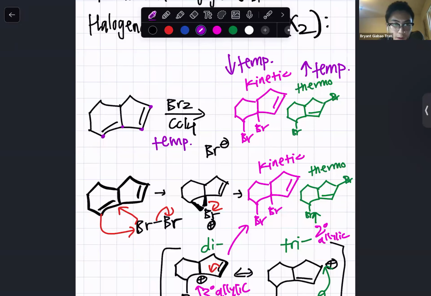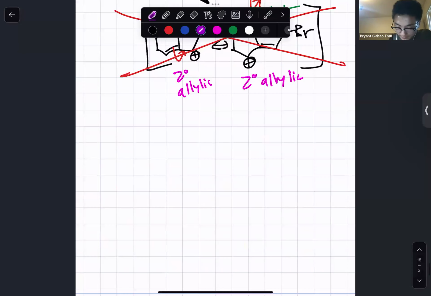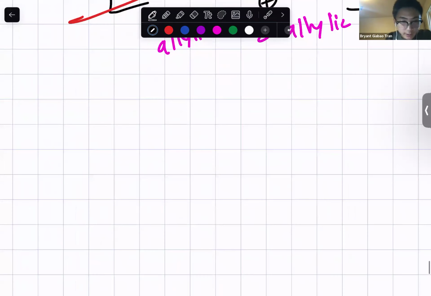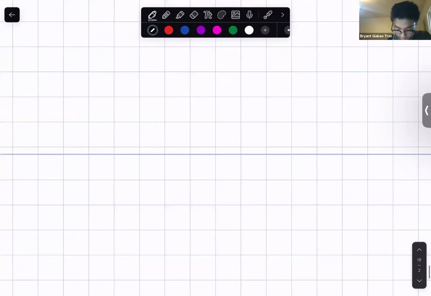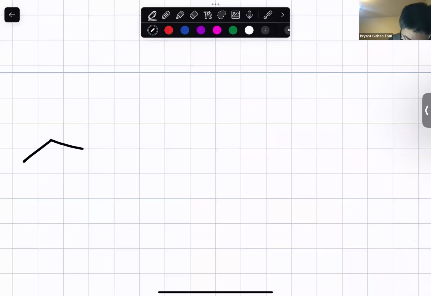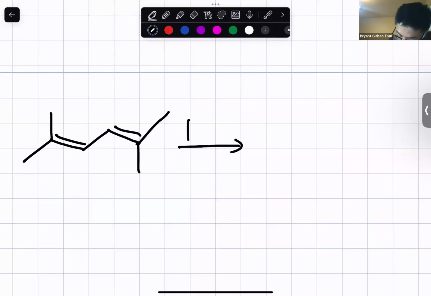Okay, let's do two more reactions of this, and then move on to Diels-Alder reaction. Right. So let's say we have, questions? No questions. Okay. This conjugated diene right here, and we react that with HCl.